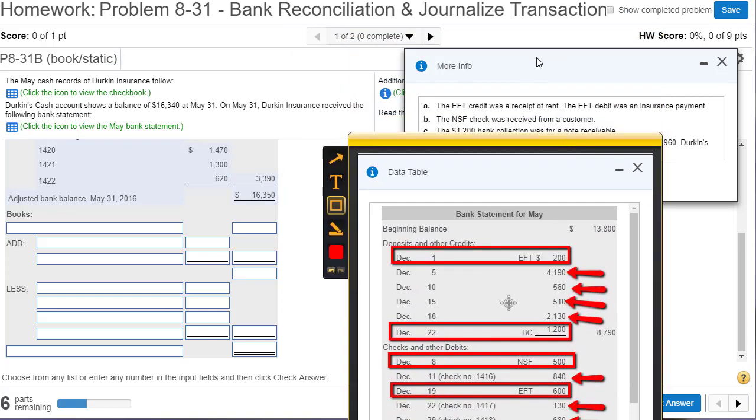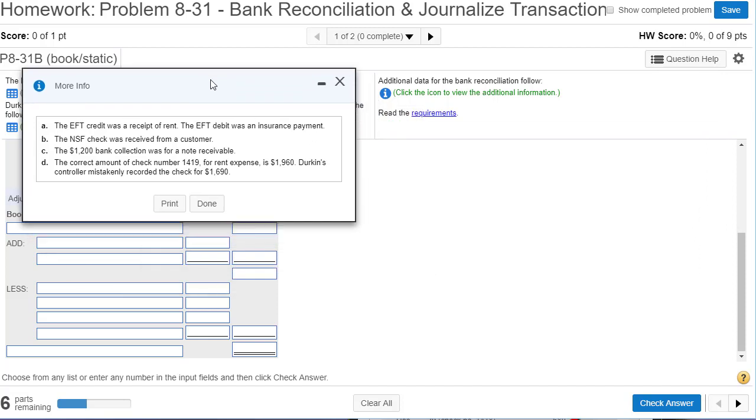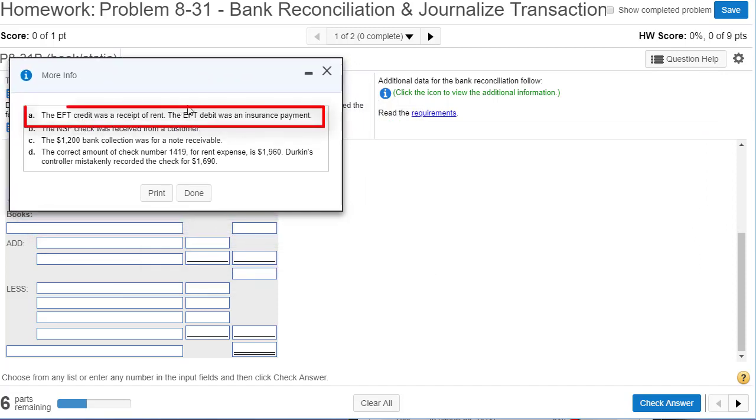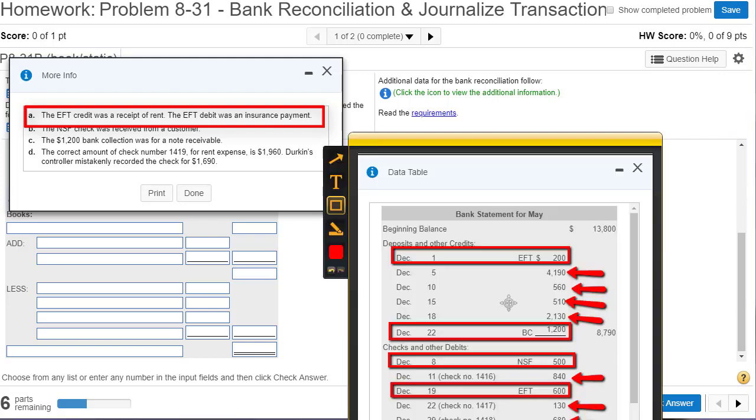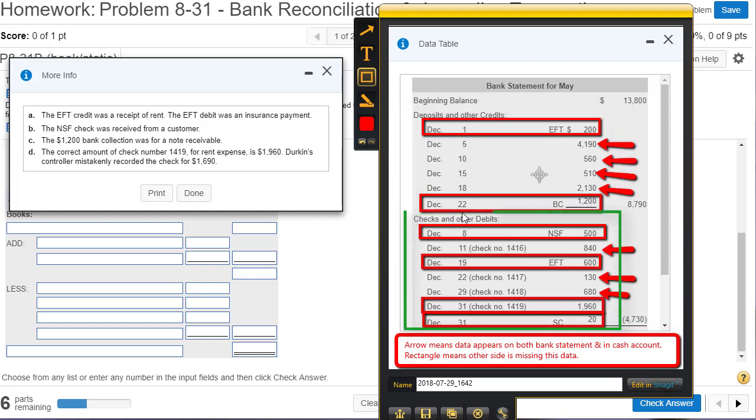So I need to go back to this box, which I got to by clicking on this right here. Open this box and it says the EFT credit. So this line contains our EFT, electronic funds transfer information. So we've got a credit, which is a receipt of rent, and we got a debit, which is an insurance payment. And the reason they're calling it debits and credits, you just kind of ignore that, but it's from this section. So deposits are credits for the bank on the bank side, and checks are debits on the bank side. Don't worry about understanding the credit and debit part. Just know that this is the deposit section, and this is the check section.